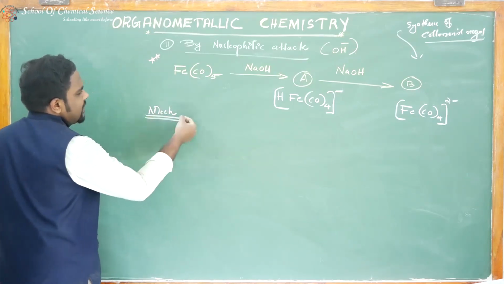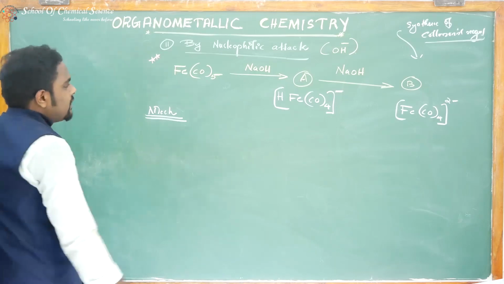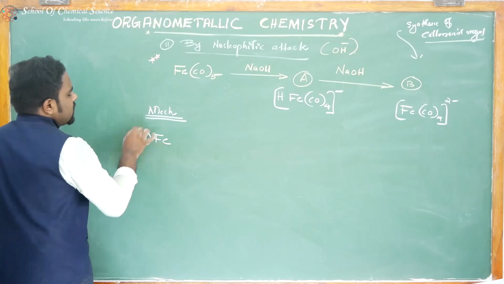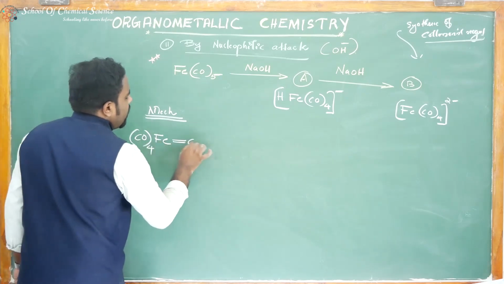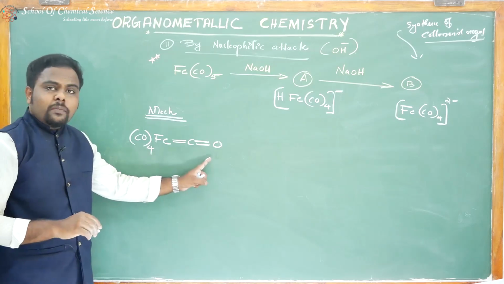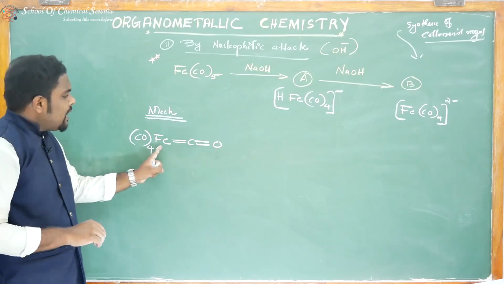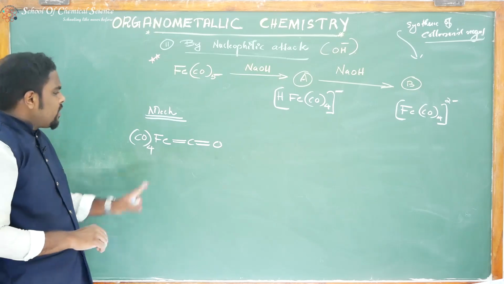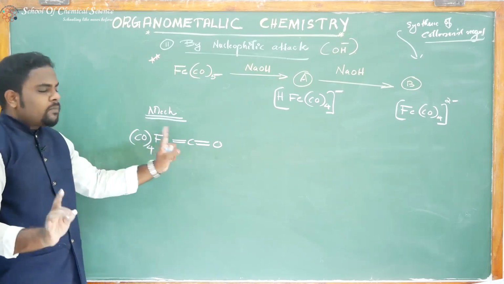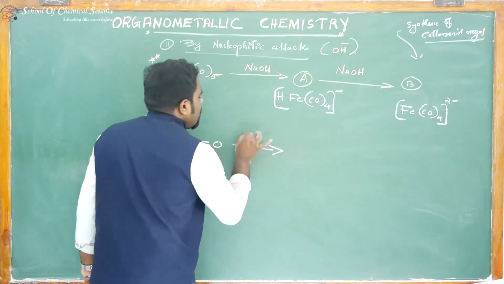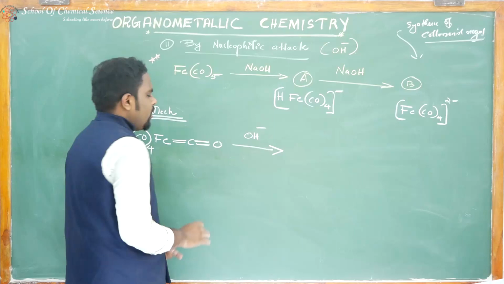What will be the mechanism? This iron pentacarbonyl can be written as Fe(CO)4 with Fe double bond C double bond O. Due to back bonding, the carbonyl carbon exists as Fe double bond C double bond O. Already we discussed this in the previous section. Due to back bonding, one of the carbonyls can be represented in this fashion. Then what will be your nucleophile? OH minus will be the nucleophile.